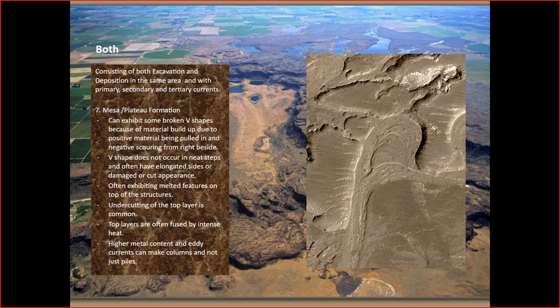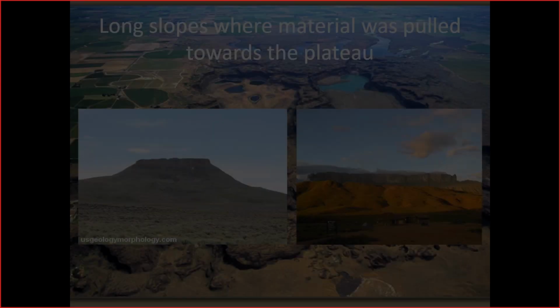And this is the type of stuff that we're looking at here. This is why we see such violence in some of these things. And we also see the top layer infused by intense heat. As you can see, some of these have melted tops on them, and you can see that in more than one place.